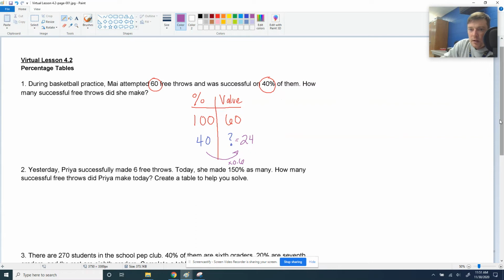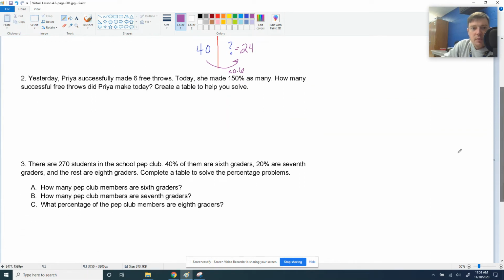All right, let's do another one with a table. Yesterday Priya successfully made 6 free throws. Today she made 150% as many. How many successful free throws did Priya make today? Create a table to help us solve.